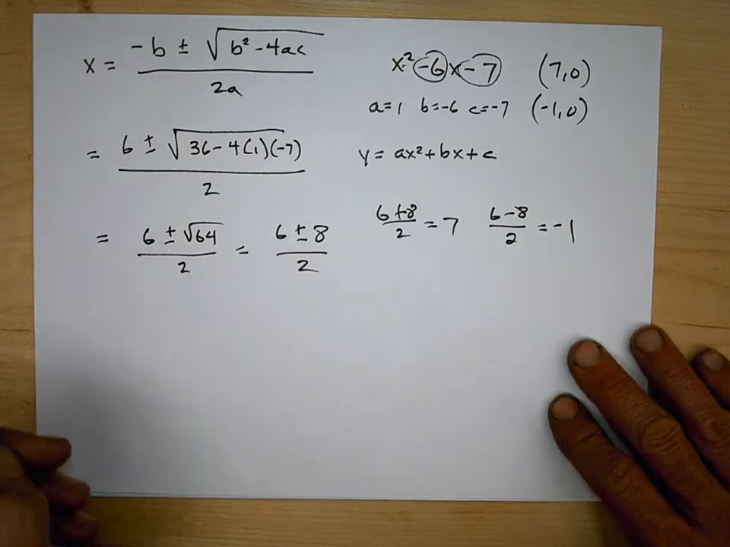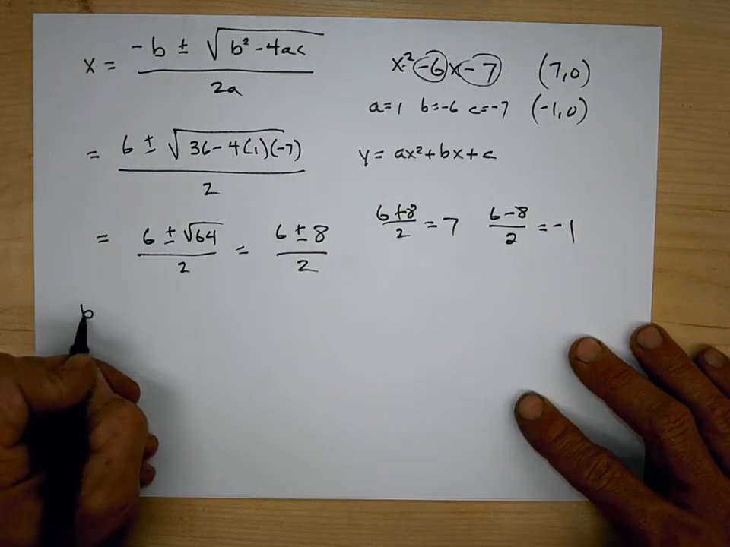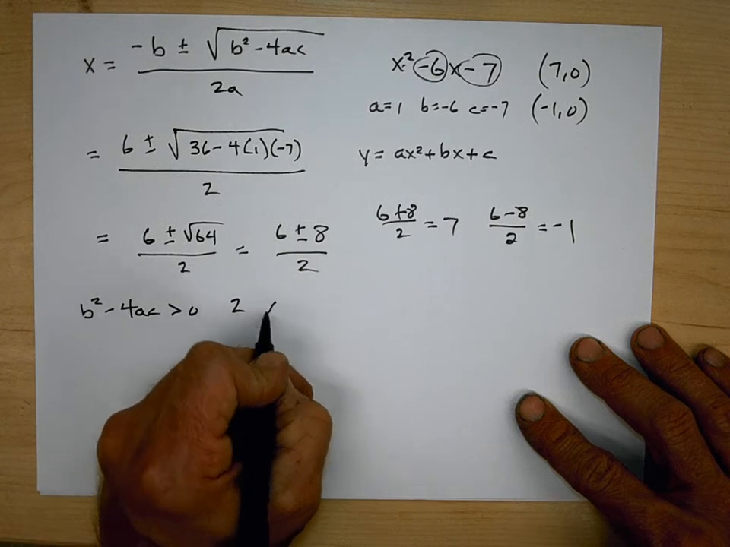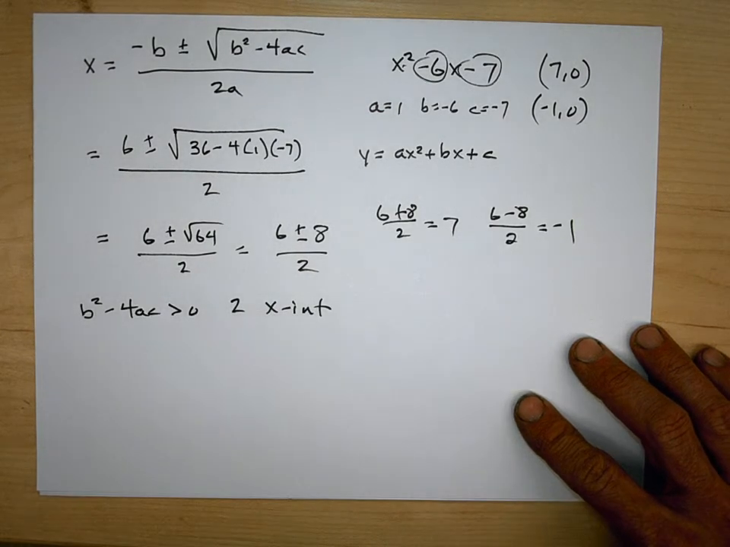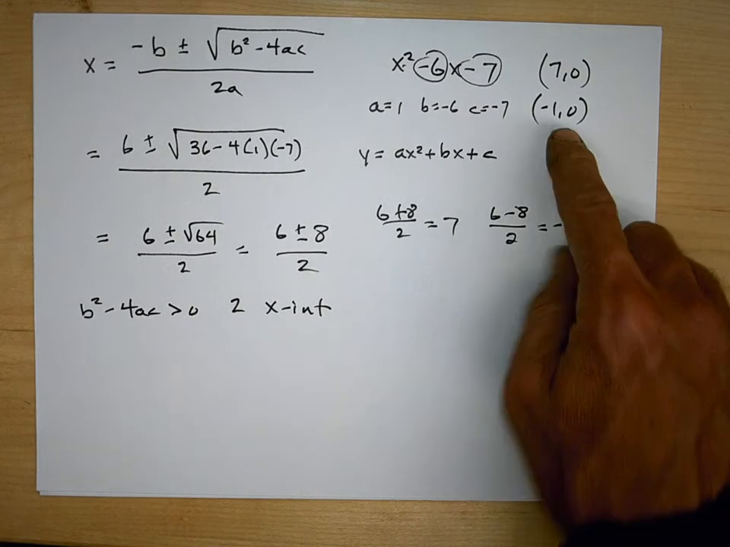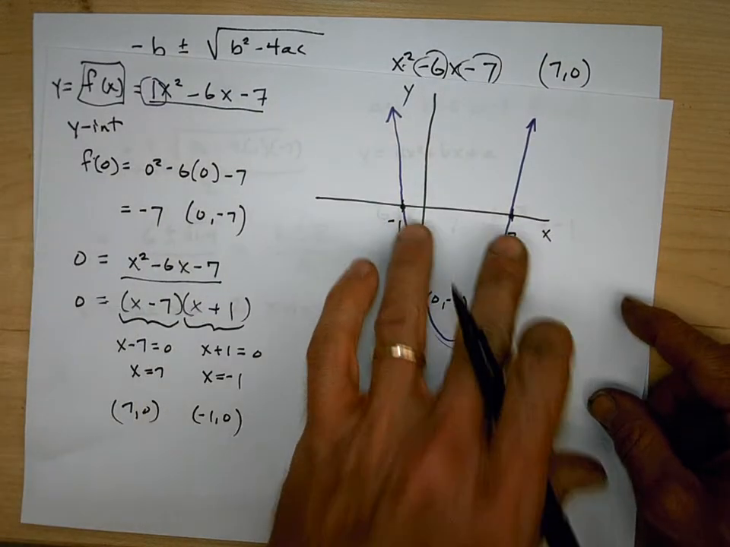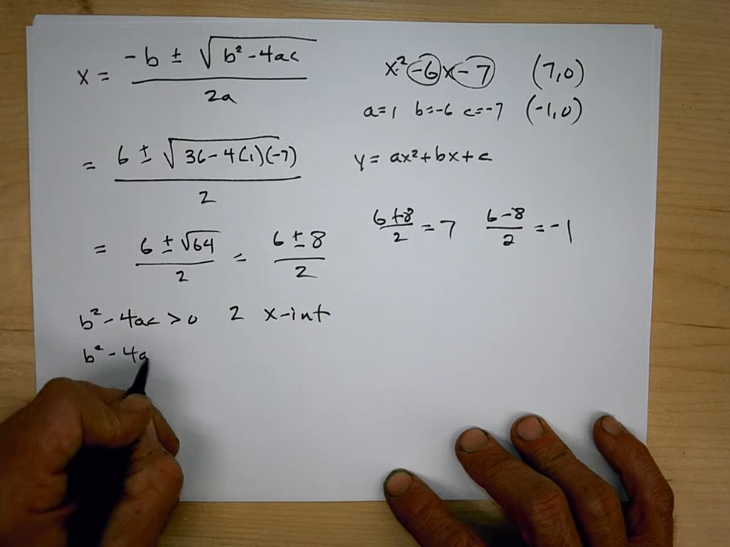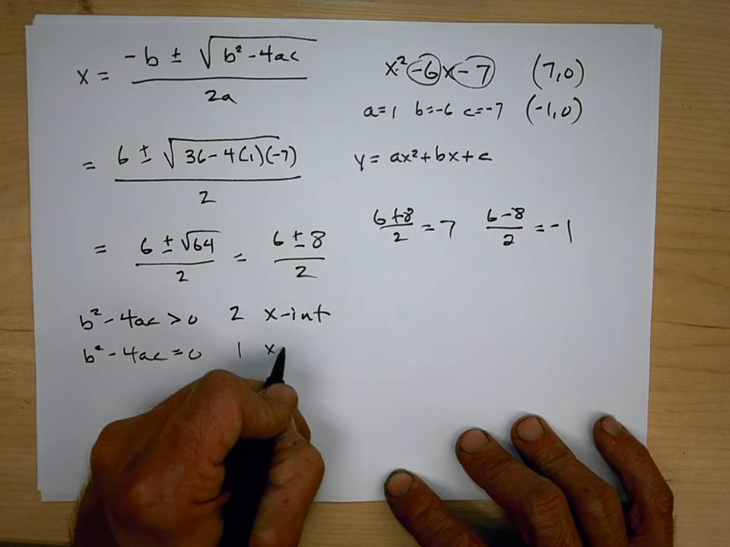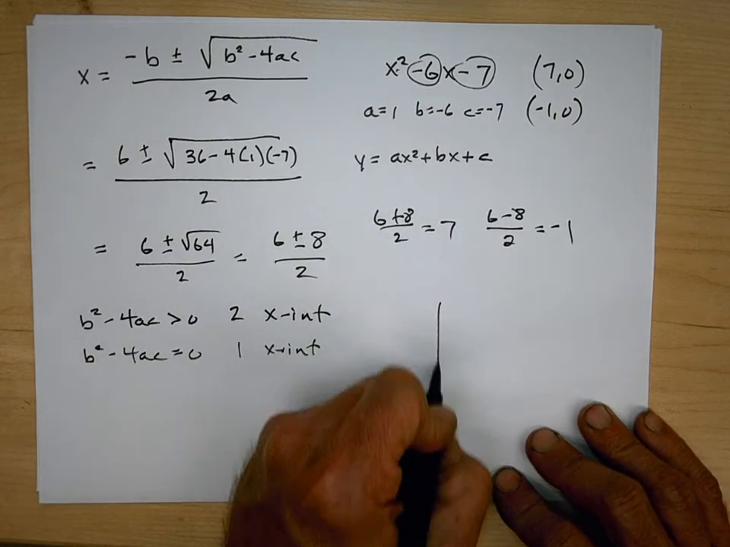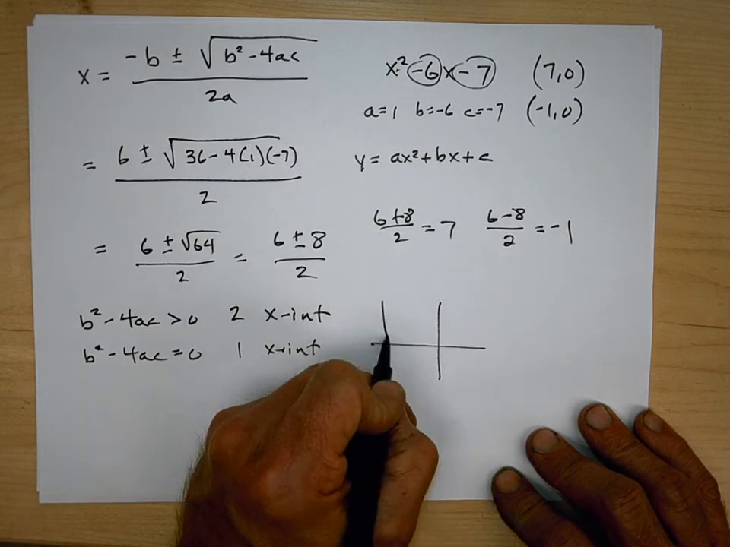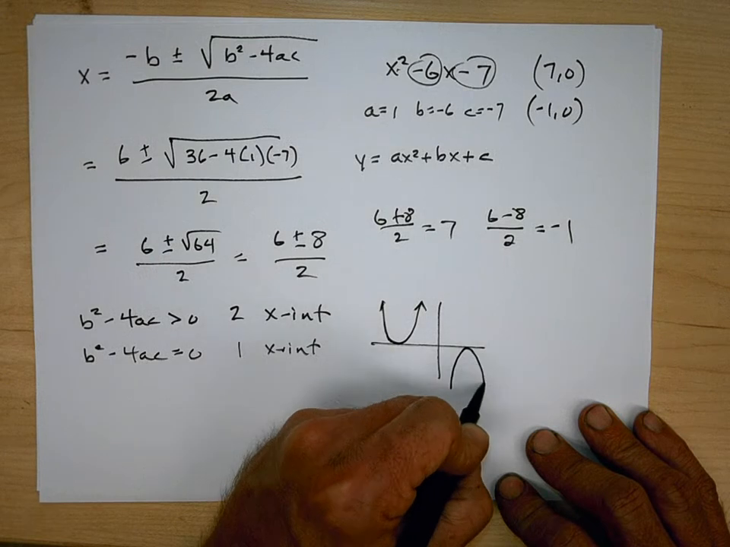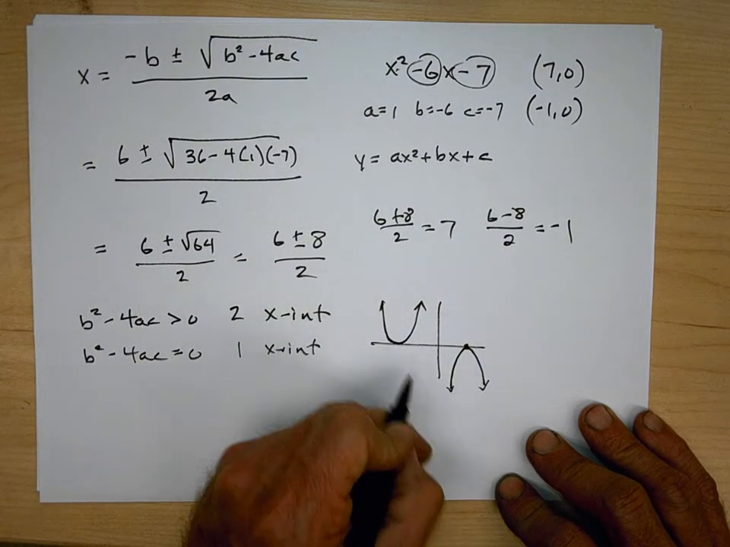All right? In general, if b squared minus 4ac is positive, we end up with two x-intercepts. So that's what we found here. It looks like this, crossing the x-axis in two places. If b squared minus 4ac equals 0, then you end up with one x-intercept. Graphically, that would look something like this. It comes down, touches in one place, and comes back up. There's only one here, right?